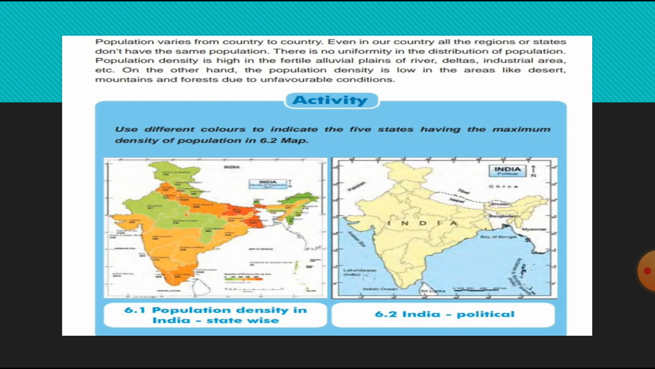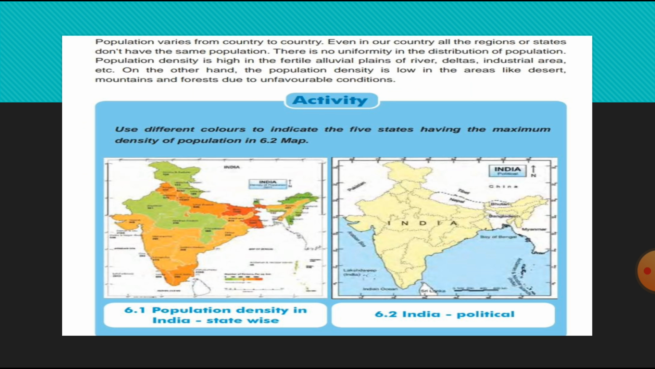Now moving ahead, we'll see how population varies from country to country. Even in our country, all the regions or states don't have the same population, and there is no uniformity in the distribution of population. Population density is high in the fertile alluvial plains of rivers, delta, industrial areas, etc. On the other hand, the population density is low in areas like desert, mountains, and forests due to the unfavorable conditions.